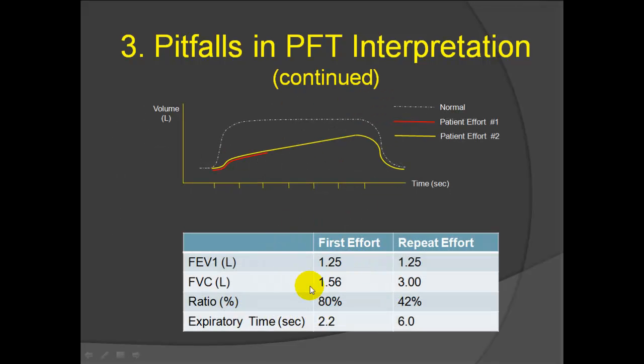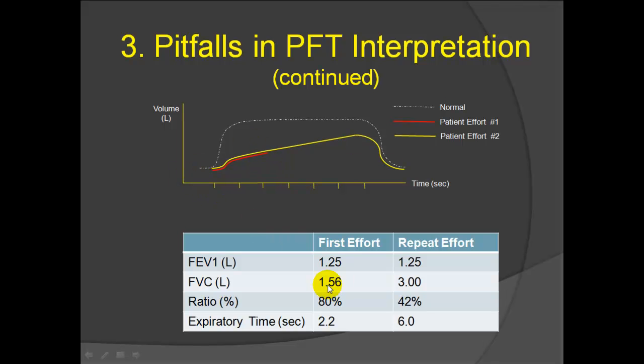In this example, the first effort, just the numbers alone, shows an FEV1 of 1.25, an FVC low at 1.56, and a ratio of 80%. In the absence of obstruction, because the ratio is normal, we would assume there's quite a bit of restriction. However, the tracing from the first study is shown in red. The patient only blew out for 0, 1, 2 seconds and stopped the maneuver before the required 6 seconds.